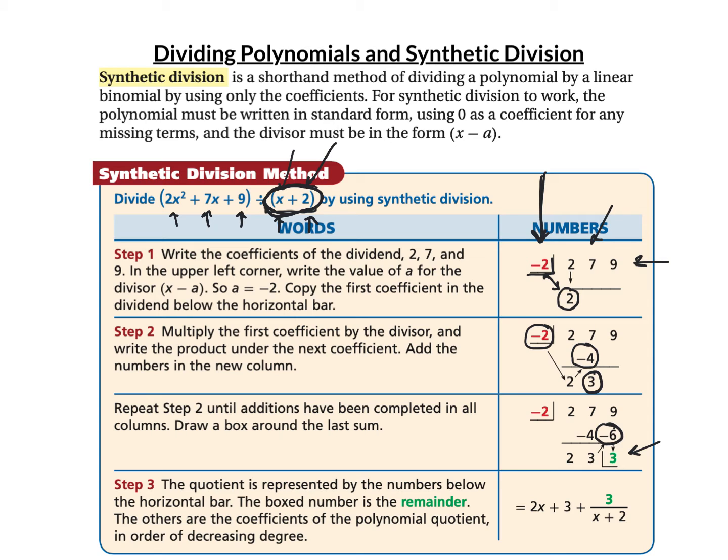Now notice the answer right here. 2x plus 3. The highest power is x, because when I take x plus 2 times 2x, I get that 2x squared. In other words, you always start off with one power less than your highest power in your polynomial. 2x plus 3 plus the remainder, which is 3 over x plus 2. X plus 2 is our divisor.